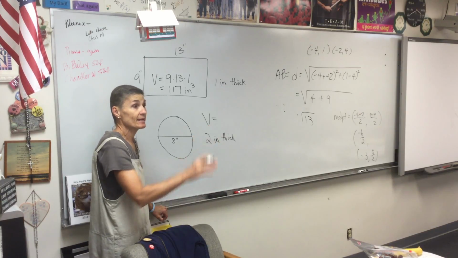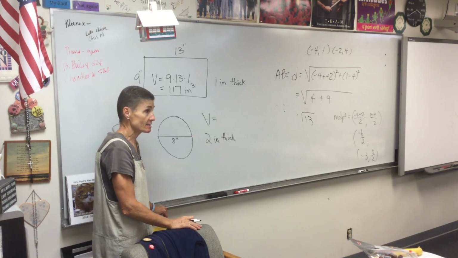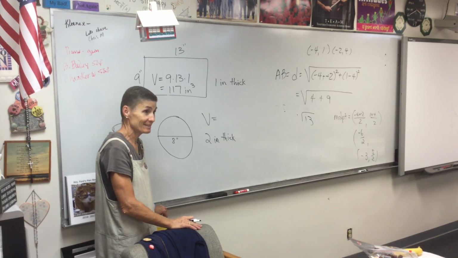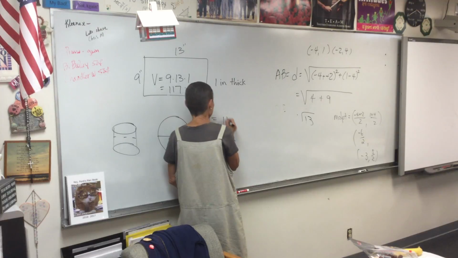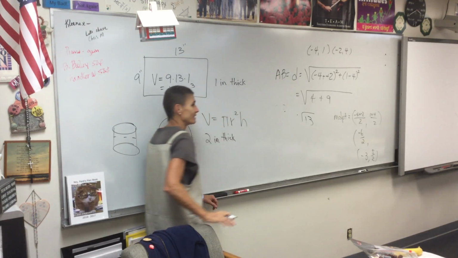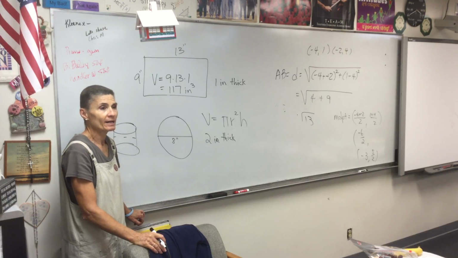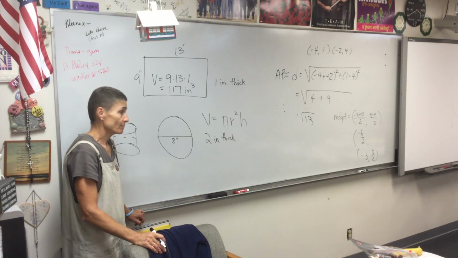It's got a radius in it. It's got a height in it. And it's got a pi in it. There we go. It's got a pi, a radius squared, and a height. That is how we find the volume of a cylinder.